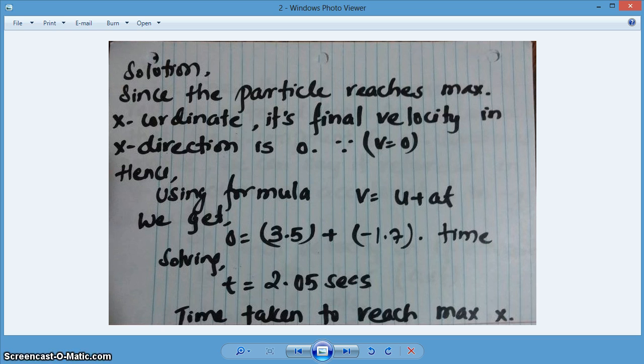times time. So why did we use -1.7 in place of acceleration? Since we have two components for acceleration, -1.7 and -2, but -1.7 is the x component, hence we use the x component to find the time it takes to reach maximum x. So moving on, solving that, we get t equals 2.05 seconds. That's the time taken to reach the maximum x.